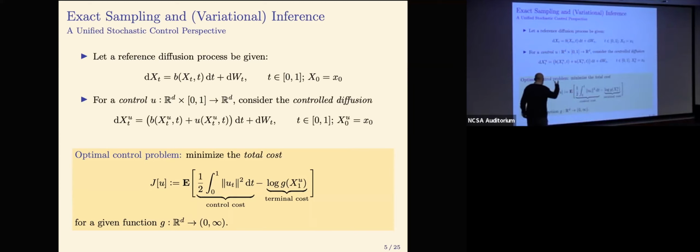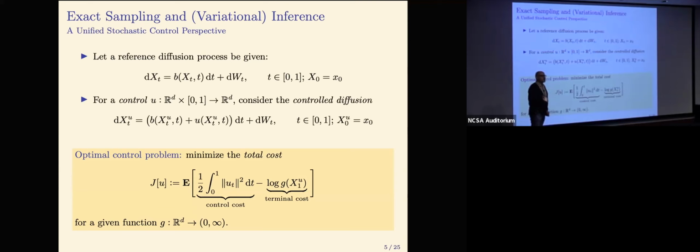And this function g is supposed to be well behaved for this negative log to be well defined. Okay. So the claim of this work was that this perspective actually gives you both sampling, so you can basically use this control U to shape the distribution of this process at time 1, and inference, when you are given samples and you want to infer something about, let's say, this latent object.